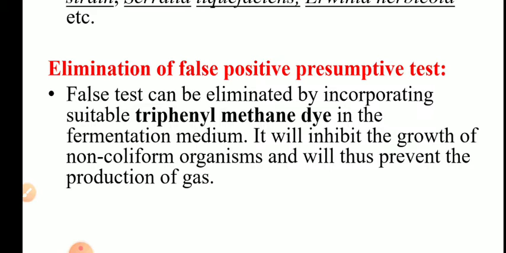The false positive presumptive test can be eliminated by incorporating suitable dyes, that is triphenyl methane dyes, in the fermentation medium. The triphenyl methane dyes, when incorporated into the medium, inhibit the growth of non-coliform organisms and will thus prevent the production of gas by non-coliform bacteria.